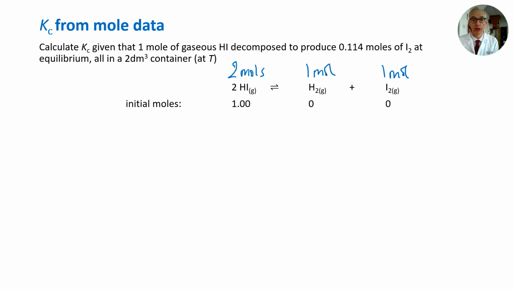And we put in our initial data, the initial numbers of moles. We've got 1 mole of gaseous hydrogen iodide. That means we've got 0 of hydrogen and 0 of iodine. But we're also told that at equilibrium we have 0.114 moles of iodine. So the moles of iodine has increased by 0.114. So that must also be true for the hydrogen.